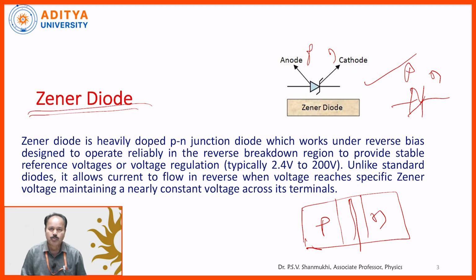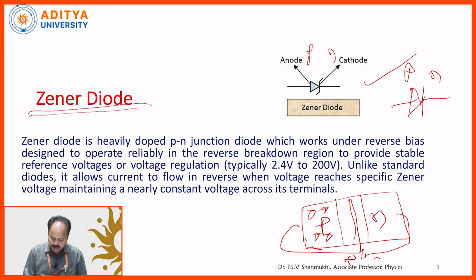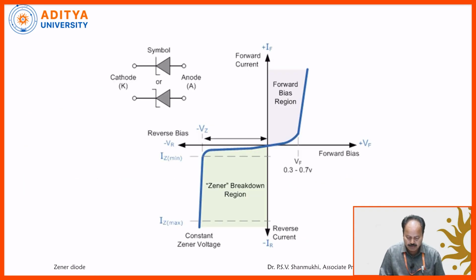Under forward bias, what happens? When it is connected to a forward bias, the positive terminal is connected to the P side and the negative terminal to the N side. As usual, holes are the majority carriers in the P region and electrons are the majority carriers in the N region. The holes are pushed into the next region and the electrons are pushed into the P side. As a result, the current flows. That means under forward bias, it works just like an ordinary p-n junction diode.